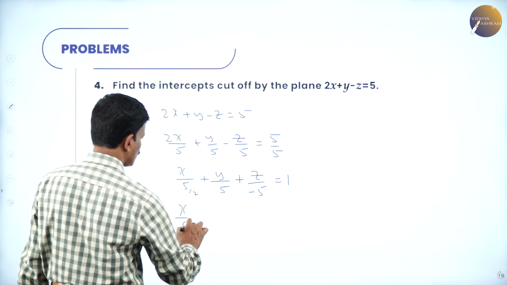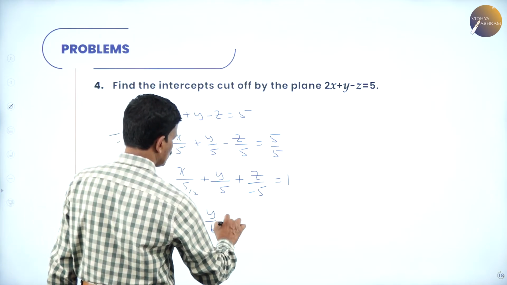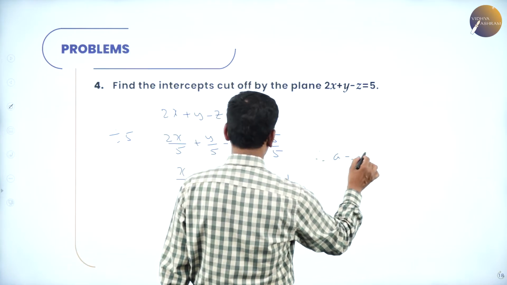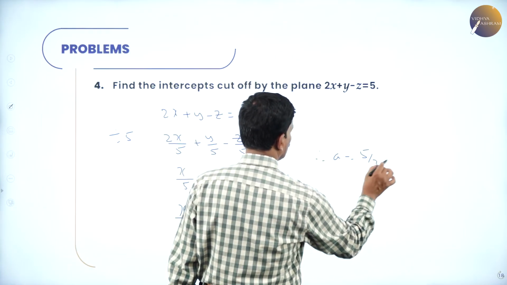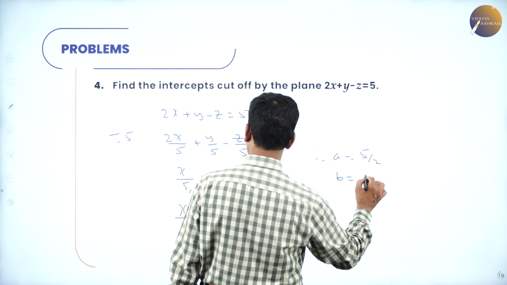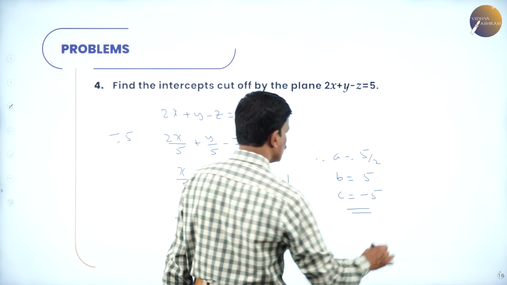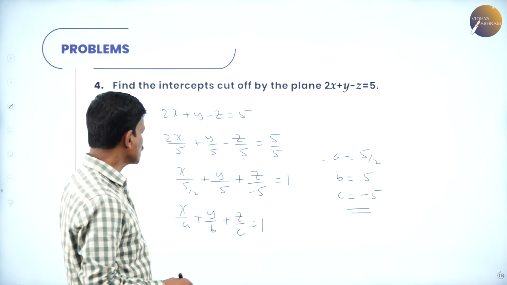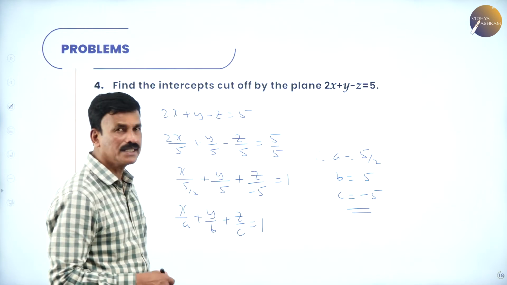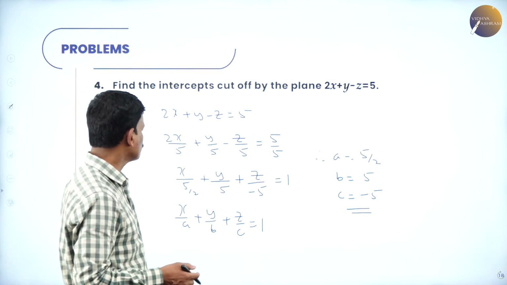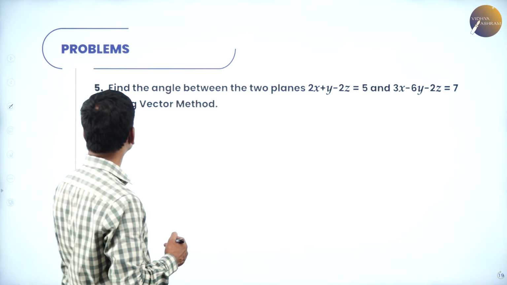So, comparing with x by a plus y by b plus z by c is equal to 1, the x intercept a is equal to 5 by 2, y intercept b is equal to 5 and z intercept c is equal to minus 5. So, 5 by 2, 5 and minus 5 are the values of a, b and c. That's it. Very simple for 1 mark or 2 marks. Okay. Now, let us come to the next problem.